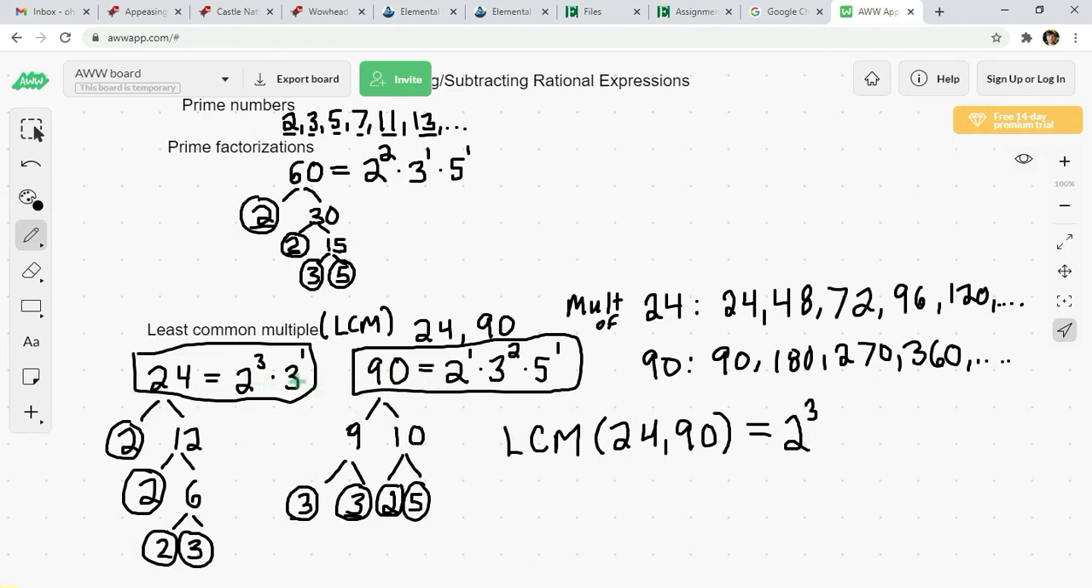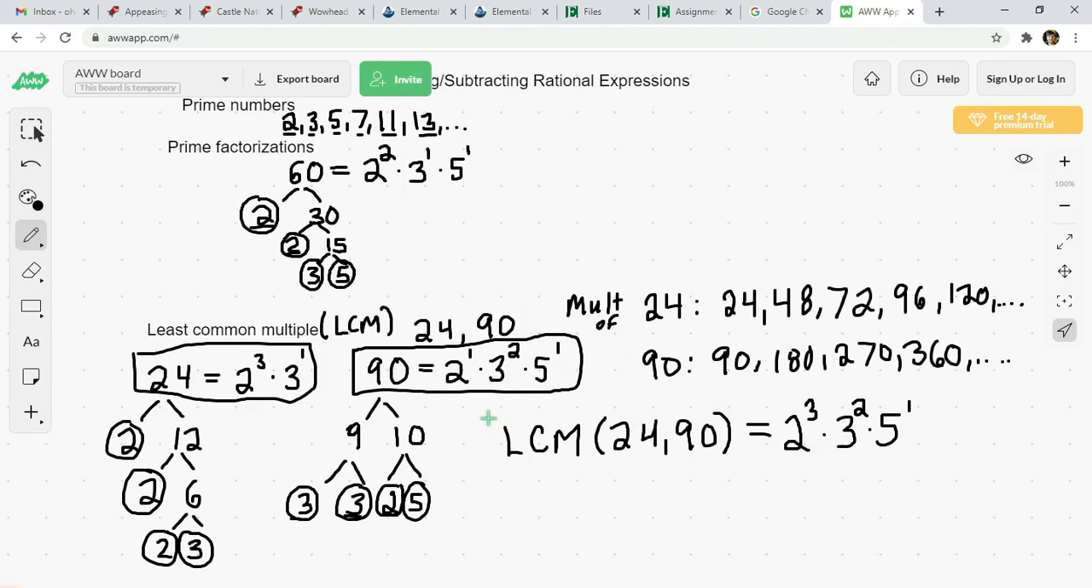Similarly, we look at the 3's in each factorization, the next prime number. 3 to the first is in this one. 3 squared is in this one. So again, we take the highest power. We take 3 squared. Lastly, we've got just 5 to the first here, and then we don't have a factor of 5 in 24, but again, that doesn't matter. We just take the highest power, which is 5 to the first, because the least common multiple needs to be a multiple of 5 in order to be a multiple of 90.